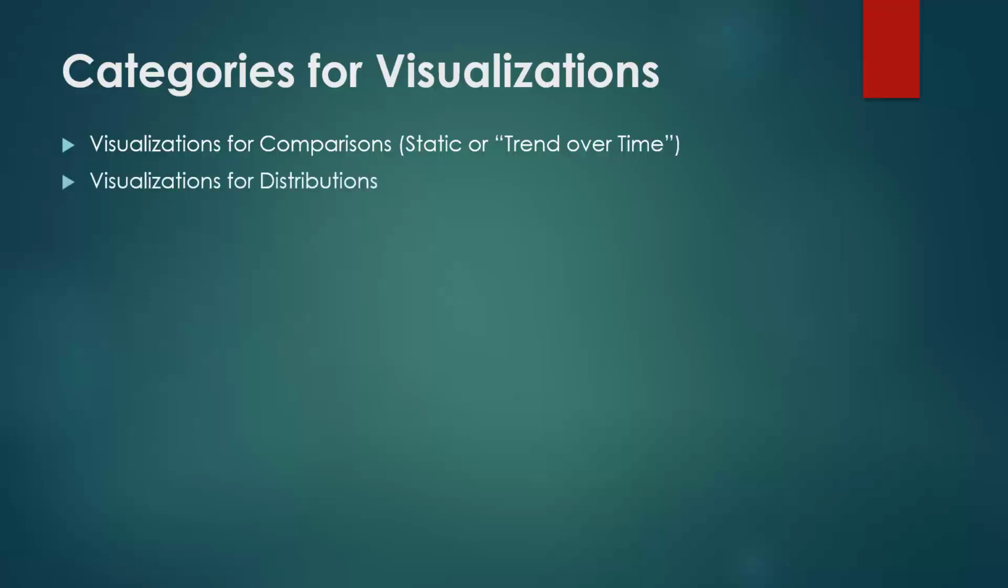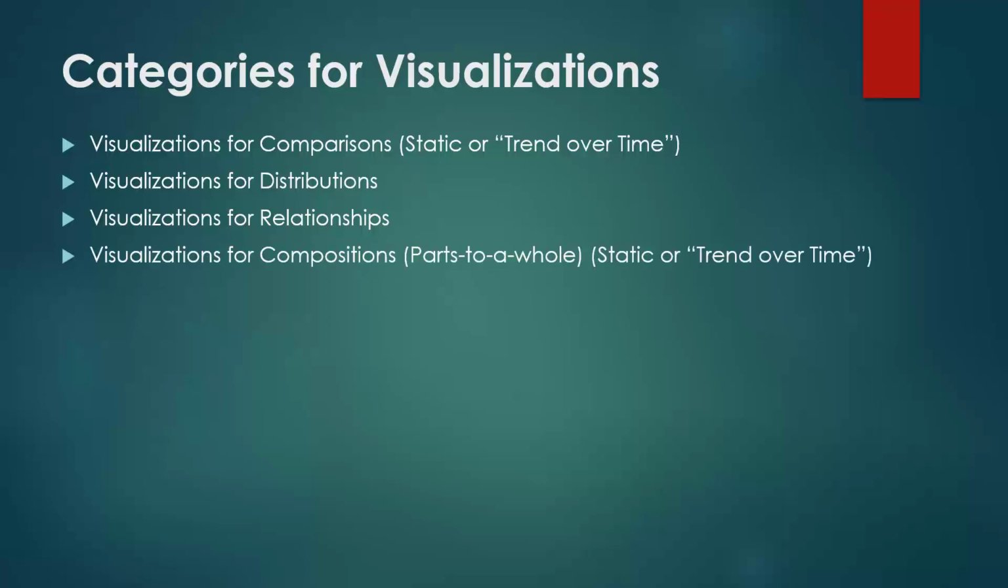Then there is visualizations to show distributions of values. This is for quantitative variables. Then there's visualizations for showing relationships, again, between quantitative variables. Then there's visualizations to show compositions, parts of a whole. Again, this could be static, that is at a point in time, or over time. Then there's visualizations for showing hierarchical data. So for each of these categories, we'll see what types of visualizations are the most appropriate.